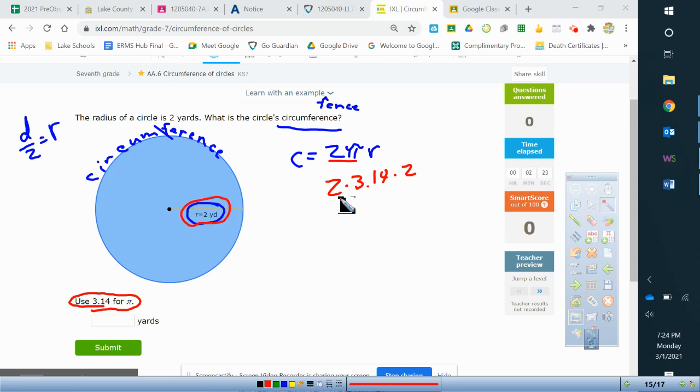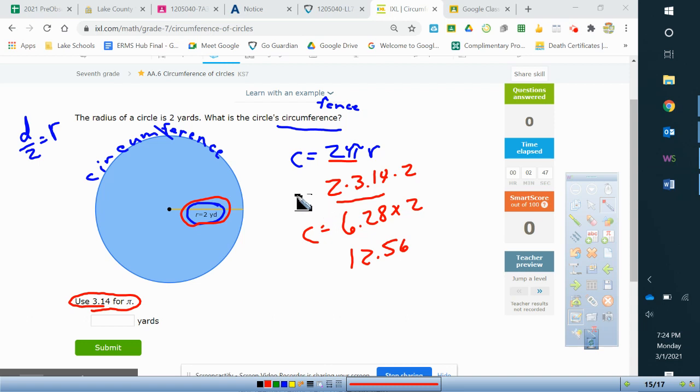So I'm going to do 2 times 3.14, which is 6.28. It's always going to be 6.28 whenever you multiply those two together. And then I'm going to multiply 6.28 times 2. So if I multiply those two together, I get 12.56.